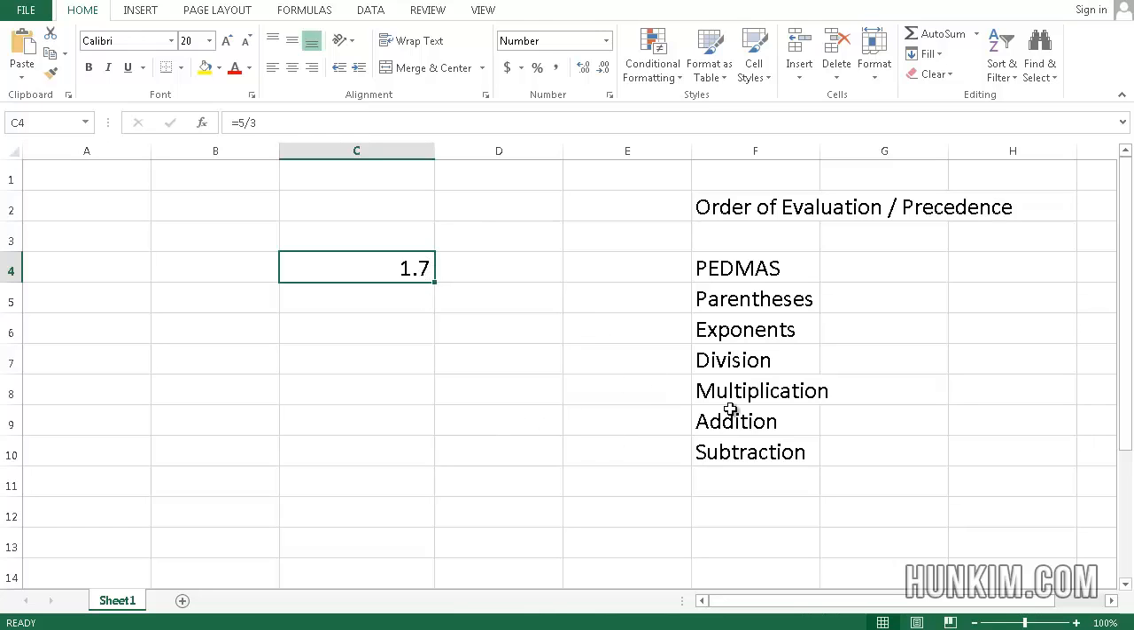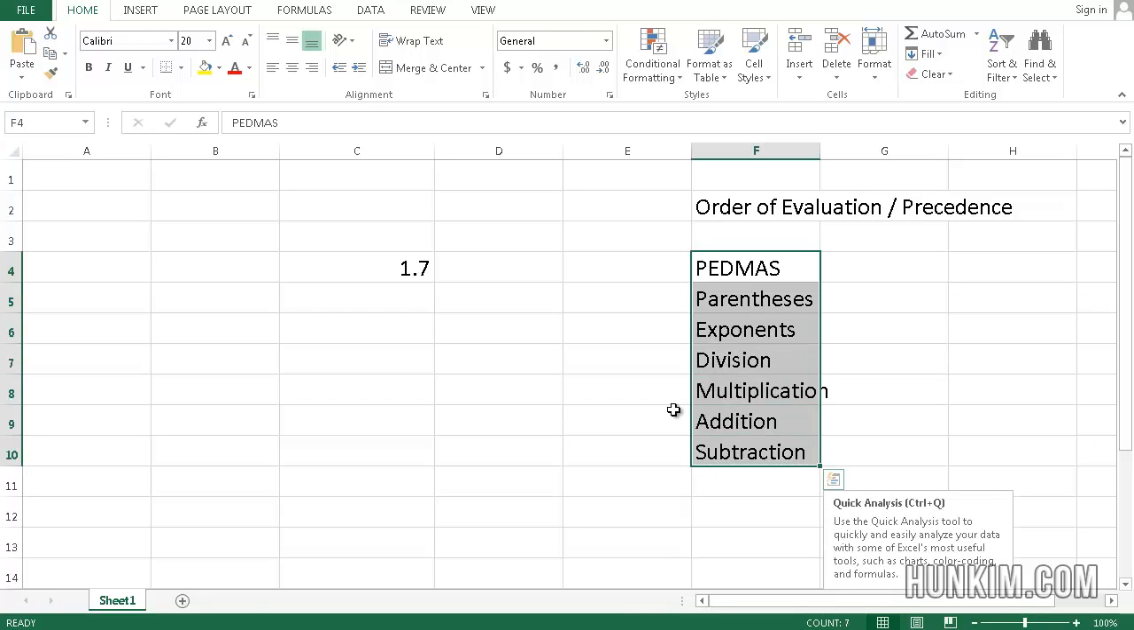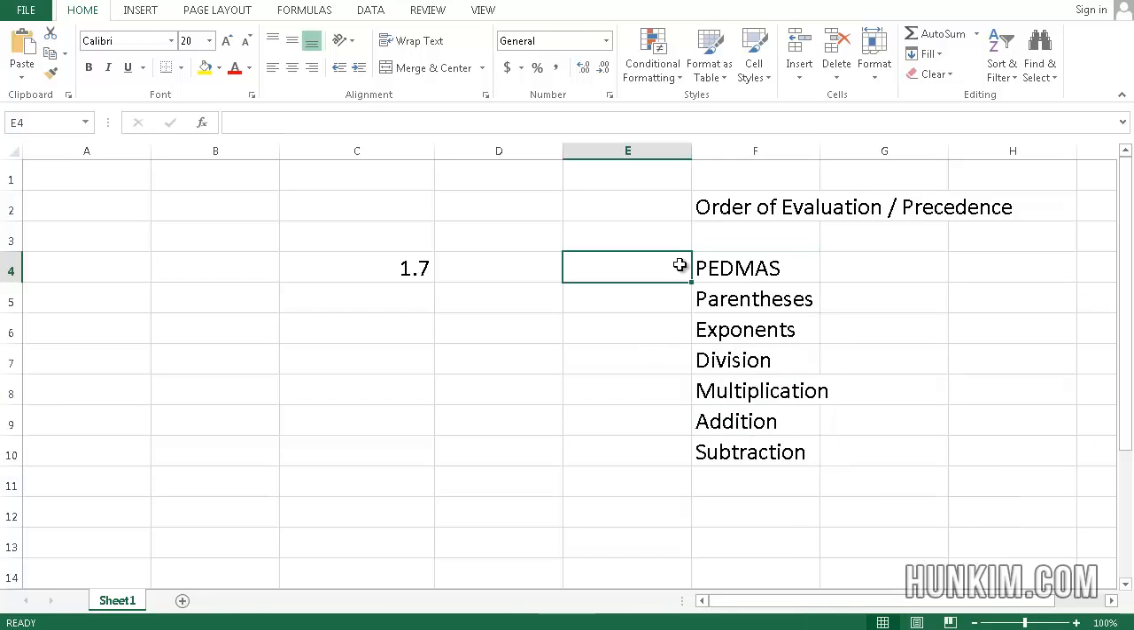So remember that in life there are priorities. PEDMAS: parentheses are more important than exponent and division, multiplication, addition, and subtraction. In the same way, when you are going to get certified, for example, the MOS Office certification, I would argue that Excel is one of the more useful certifications.